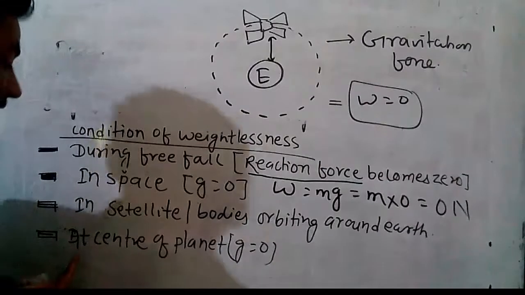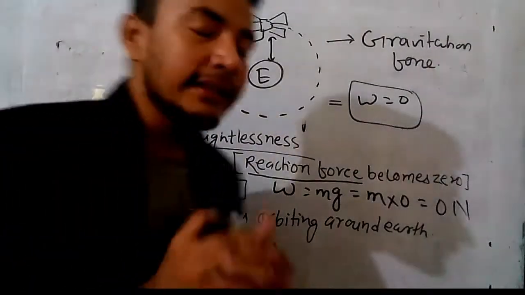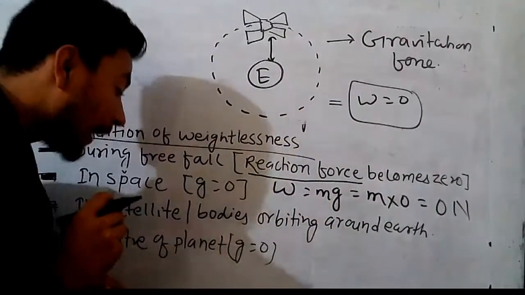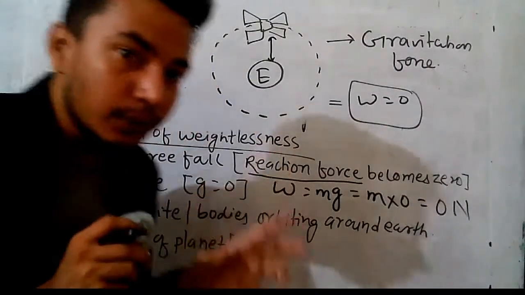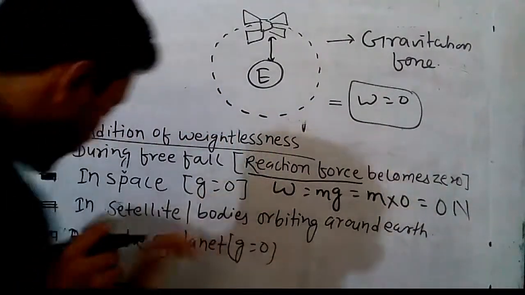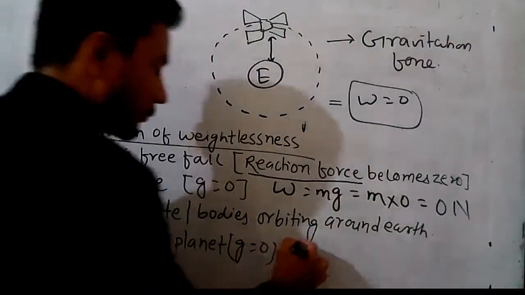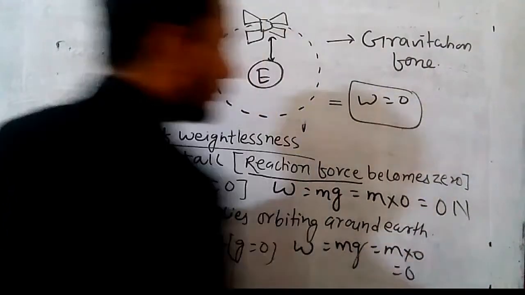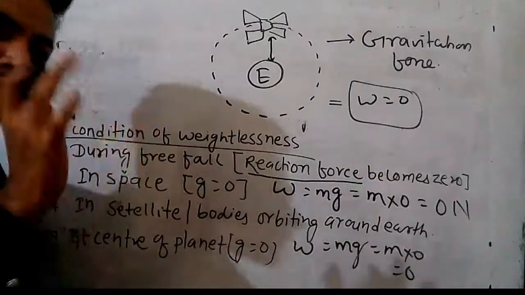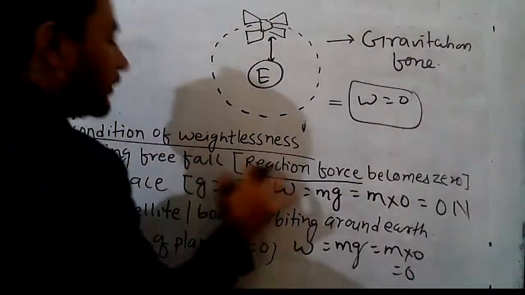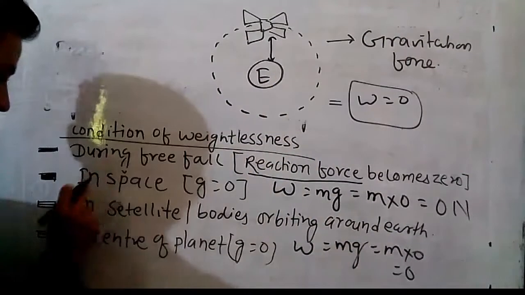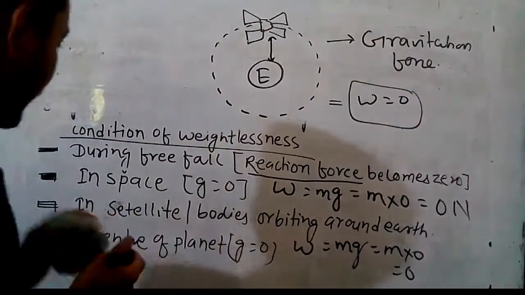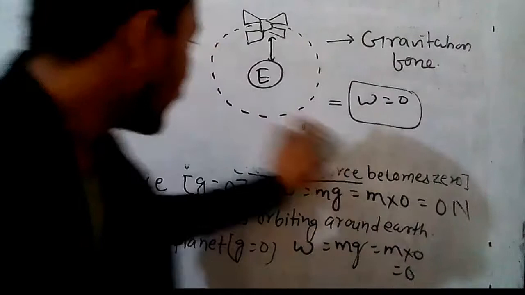Now the last condition, at the center of the planet. Why at the center of the planet does the gravitational force become zero? At the center of the planet, the acceleration due to gravity becomes zero, the value of small g becomes zero. So the weight of the body becomes 0, because what is the formula of weight? mg. So m into 0, what do we write? 0. Now let's talk in more detail about reaction force during free fall, because questions come from here in satellite or during free fall.